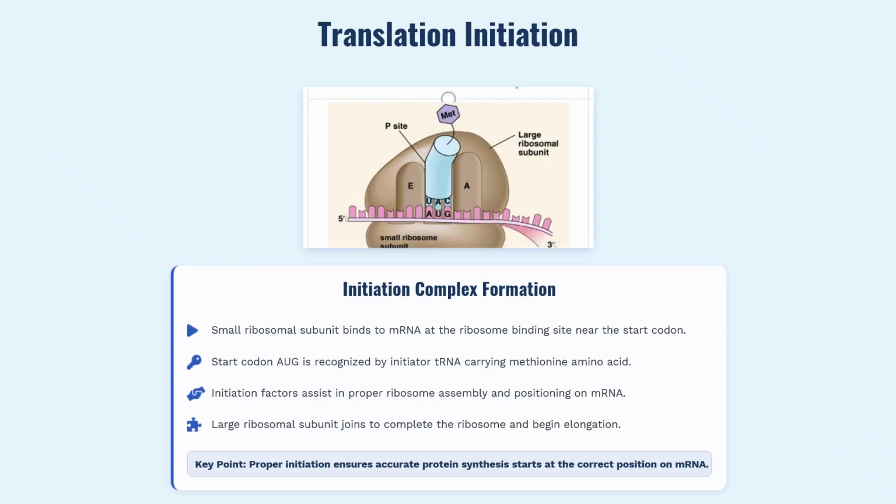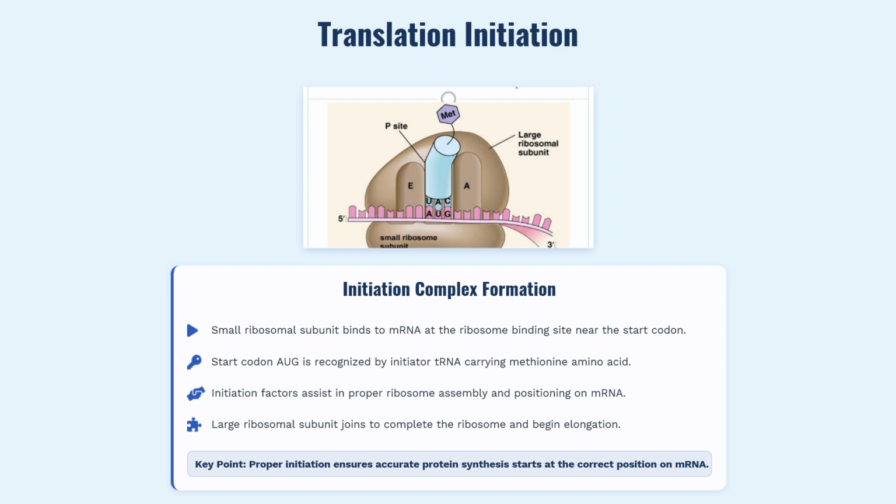Translation initiation is the first phase of protein synthesis where the ribosome assembles around the start codon of mRNA with the first tRNA. In prokaryotes, the small ribosomal subunit directly binds to the Shine-Dalgarno sequence upstream of the start codon on mRNA. In eukaryotes, the process is more complex, involving the 5' cap structure and scanning for the start codon.